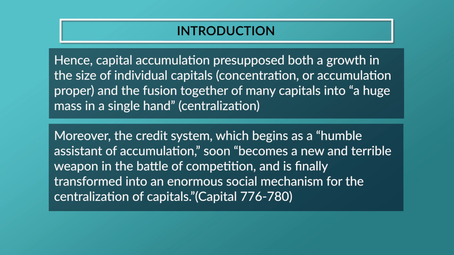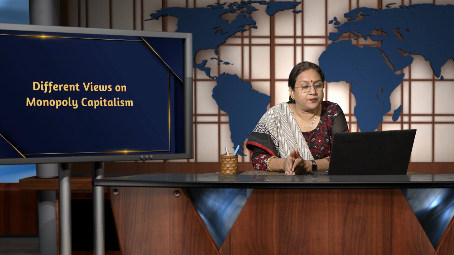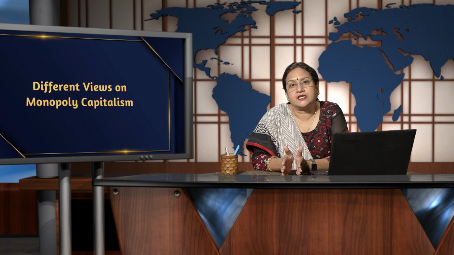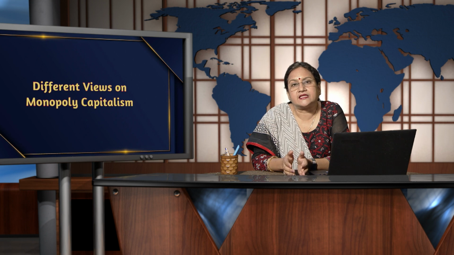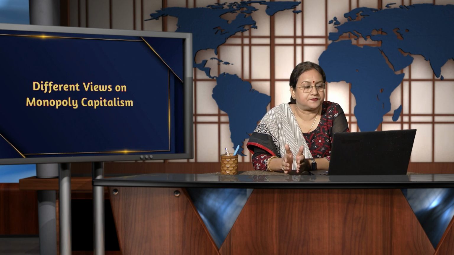Moreover, the credit system, which begins as a humble assistant of accumulation, soon becomes a new and terrible weapon in the battle of competition and is finally transformed into an enormous social mechanism for the centralization of capital. Therefore, monopoly is a logical consequence of capitalism. It is believed that competition is in the DNA of capitalism.